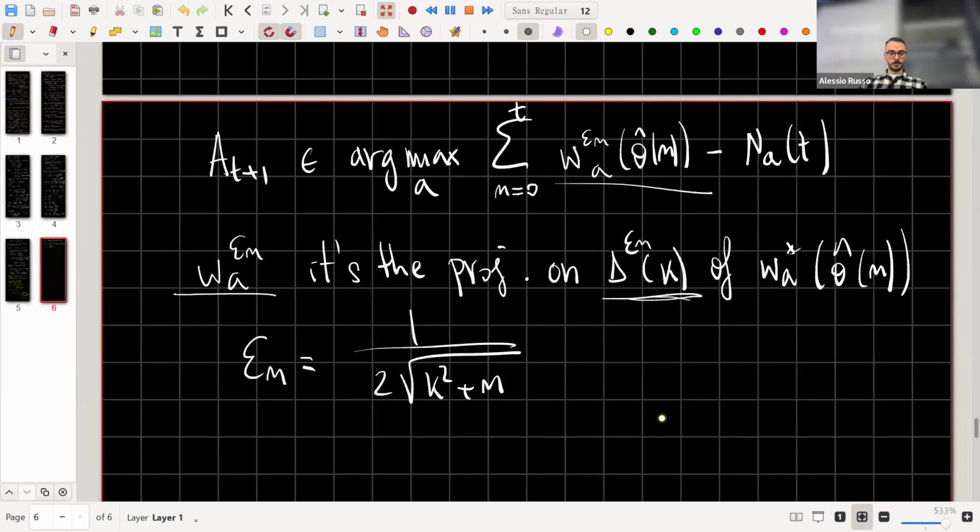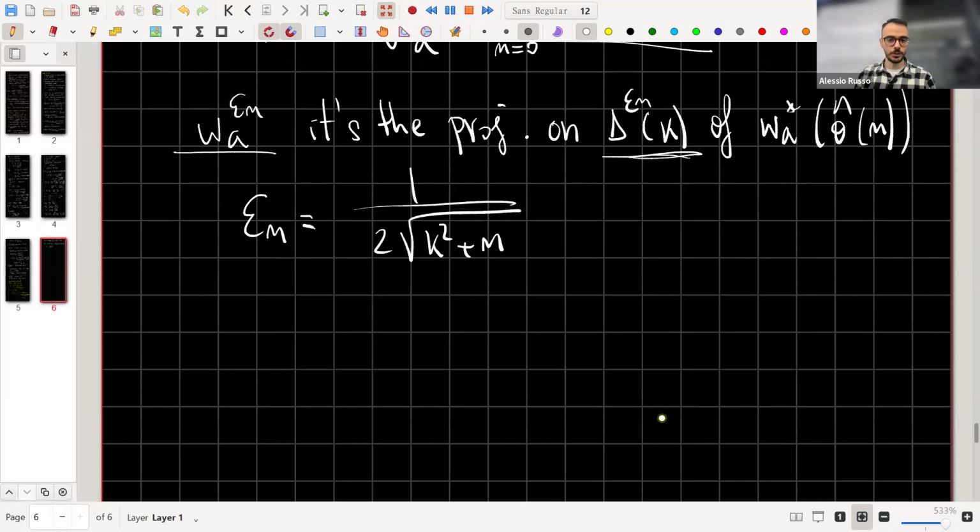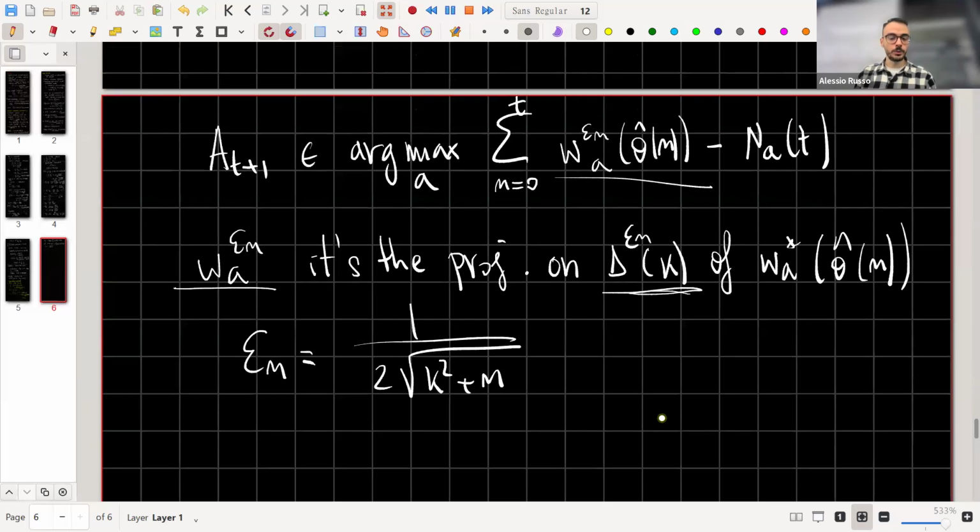We also choose the decaying epsilon so that in the limit, w_A will converge to the true w star as theta hat converges to the true theta. So this is a reasonable choice. There are also other choices for the tracking rule, but this is a simple one, and it's also, I think, quite intuitive, I believe.